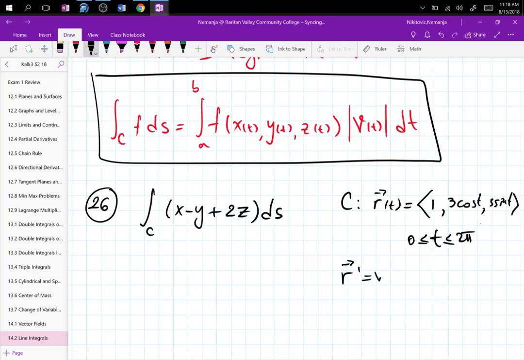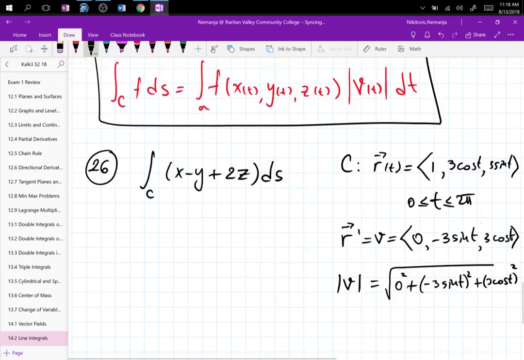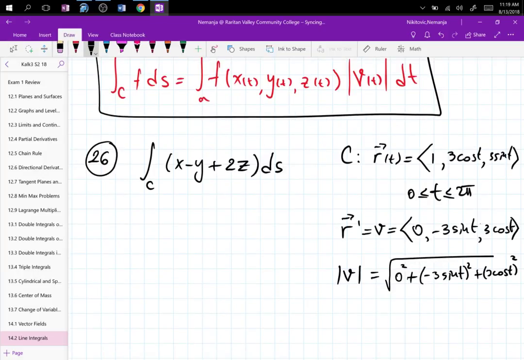r prime, which is the velocity vector, is going to be 0, negative 3 sine t, 3 cosine t, and then the absolute value of that velocity would be the square root of 0 squared plus negative 3 sine t squared plus 3 cosine t squared, and that's going to give us altogether 3, because you factor out 9, sine squared plus cosine squared is 1, you have 0 plus 9 is 9, square root of 9 is 3. So all I need to do now is put this calculation together.